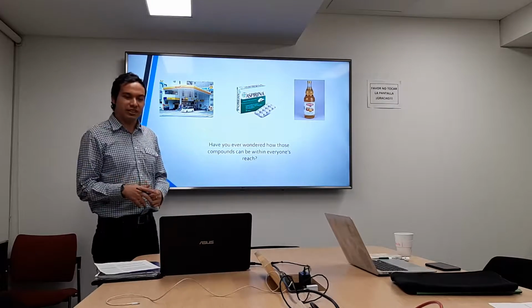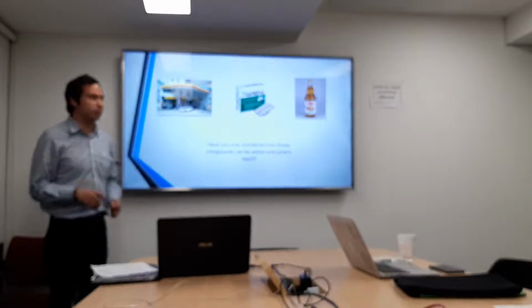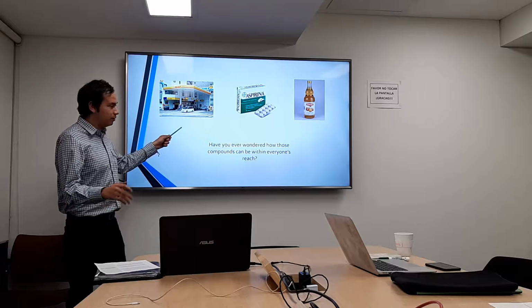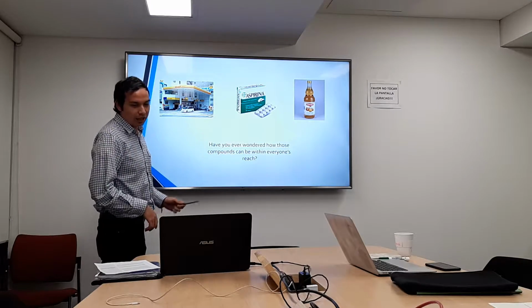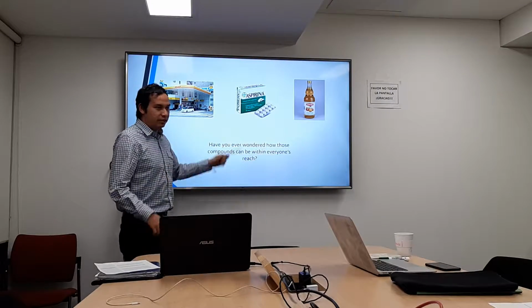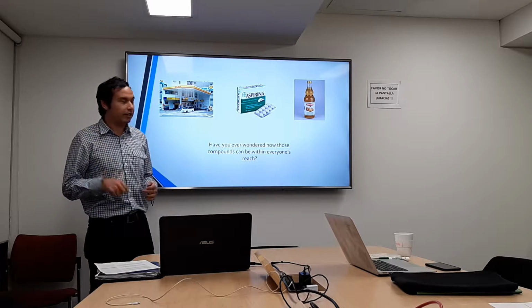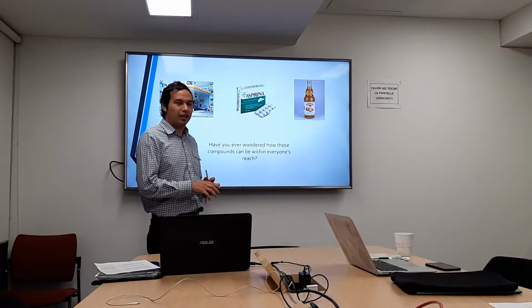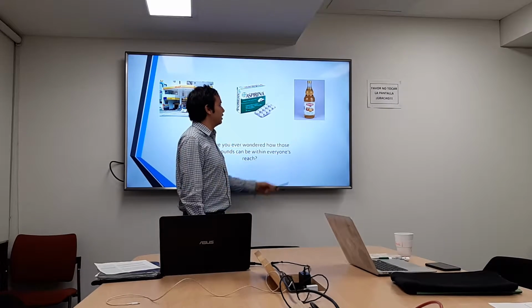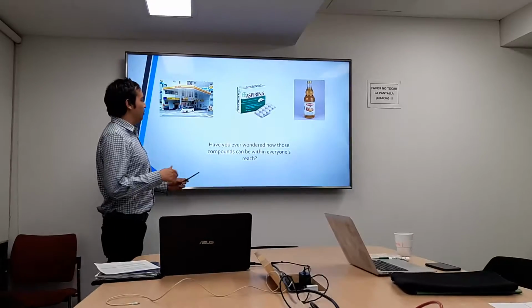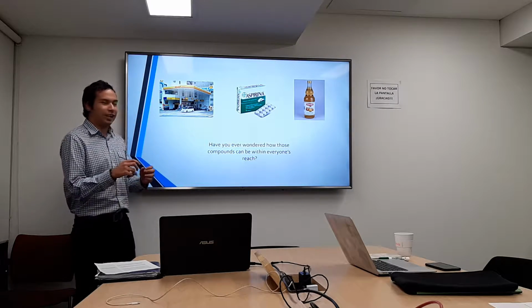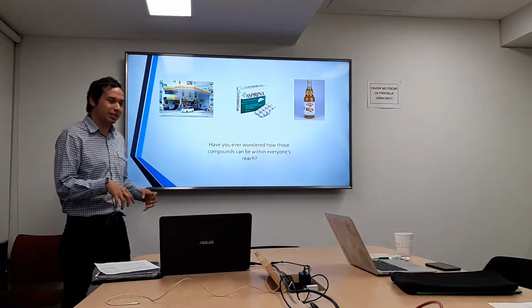We usually take advantage of several chemical substances to do different routine tasks. Let me give you some examples. We usually take advantage of gasoline while we're driving a car. We use aspirin when we suffer from a headache, and also use acetic acid, which is generally found in a common seasoning like vinegar. But have you ever wondered how those compounds can be within everyone's reach?